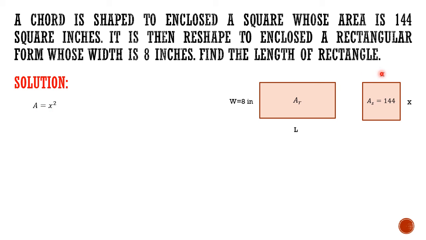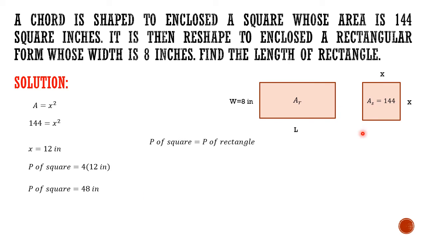So, just to find the side, 144, square root lang natin yung dalawa. Yan, x natin is equal sa 12 inches. So, for the perimeter ng square, we have 4 multiplied by 12 inches. And we got 48 inches for the perimeter ng square. So, the perimeter ng square, equal siya sa perimeter ng ating rectangle. Na kung saan yung perimeter ng rectangle ay may formula na 2 length plus 2 width.